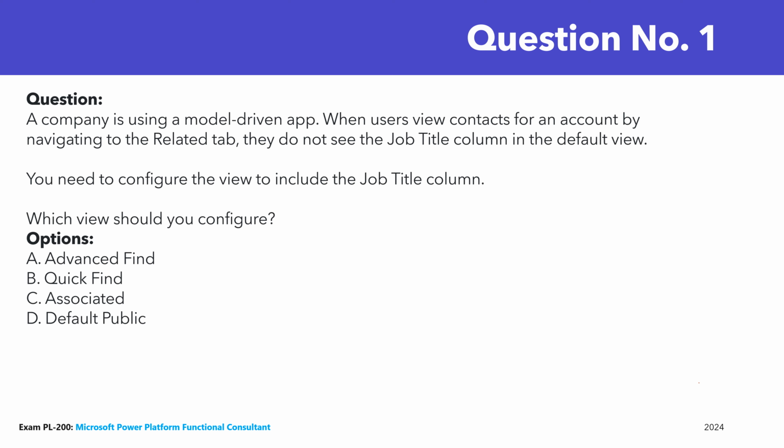Question. A company is using a model-driven app. When users view contacts for an account by navigating to the related tab, they do not see the job title column in the default view. You need to configure the view to include the job title column. Which view should you configure? Options. A. Advanced Find. B. Quick Find. C. Associated. D. Default Public.